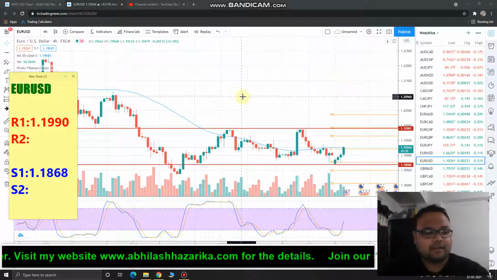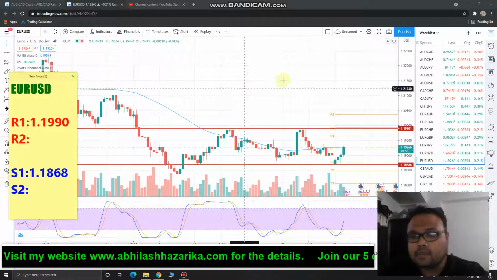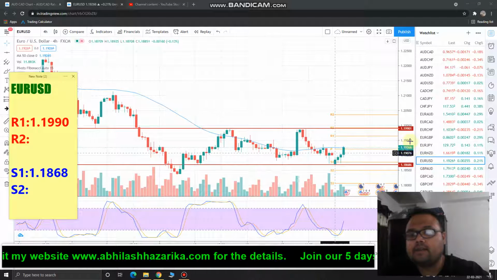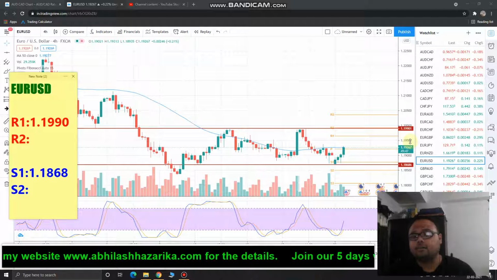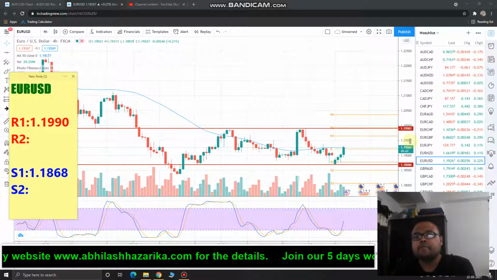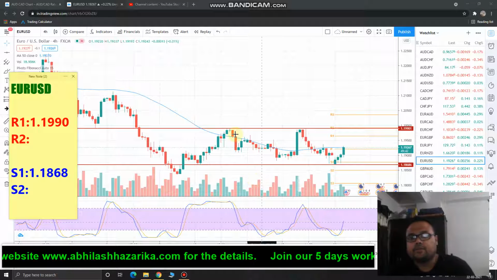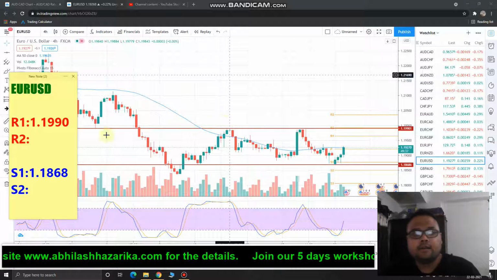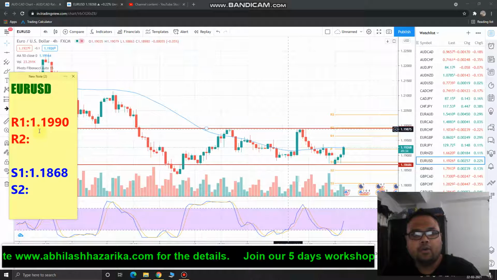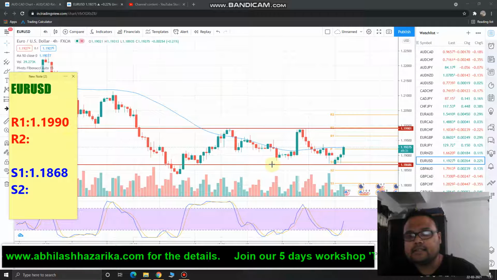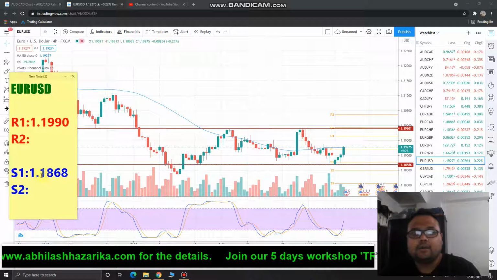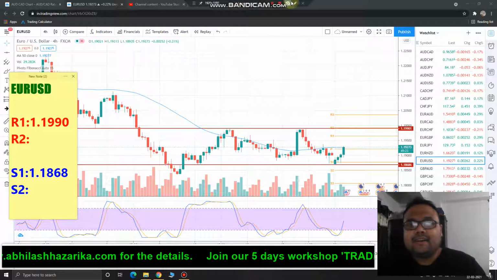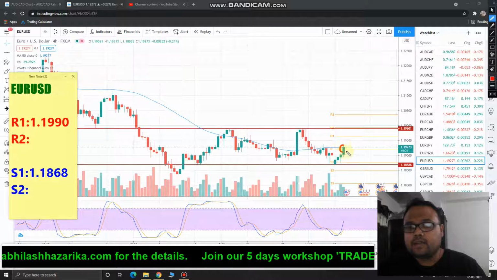So we can see that after the Monday opening, the market is trading at 1.1926. This is the current market price, and after the fall, as we all know, the market is in a range. We can see that I have drawn two lines on the chart here. This is the resistance, 1.1990, and this is the support, 1.1868. Right now the market is trading almost in the middle position.